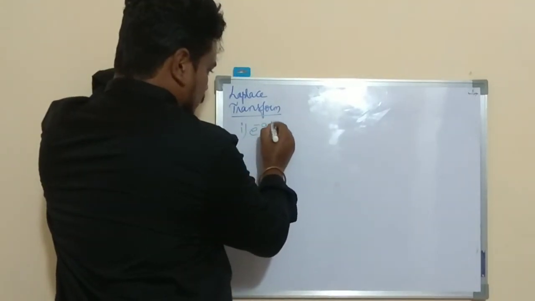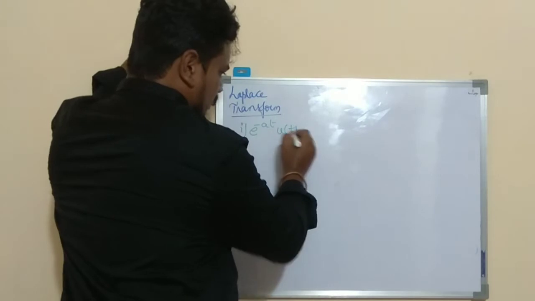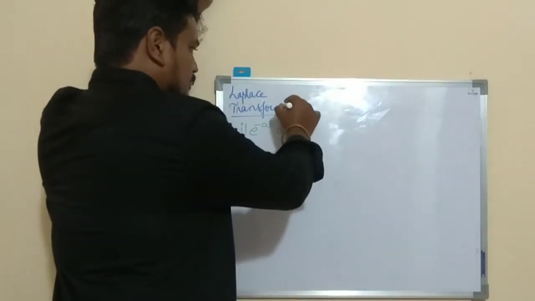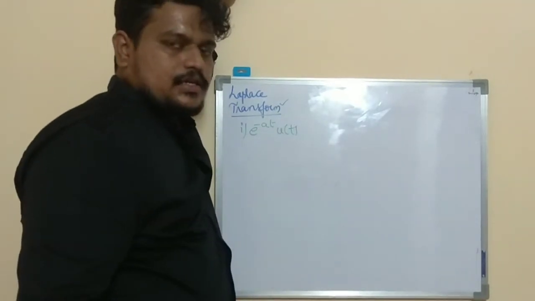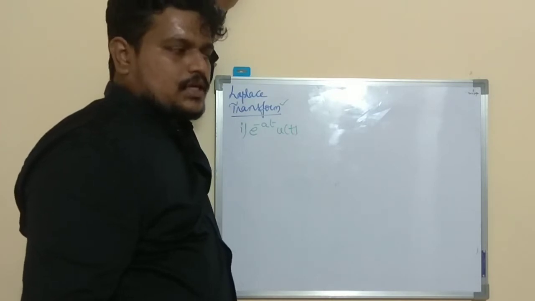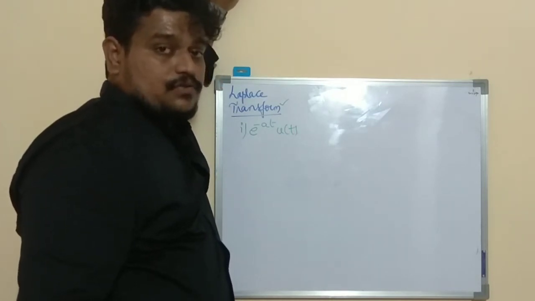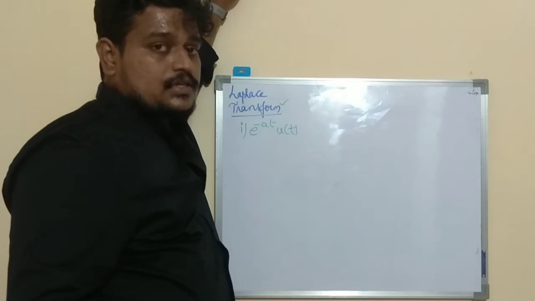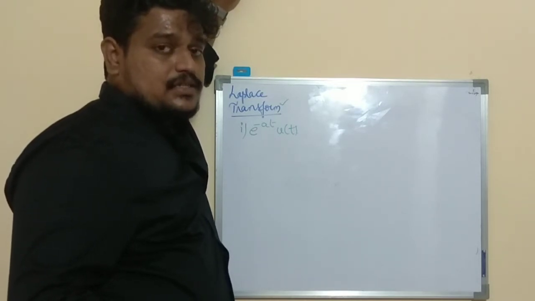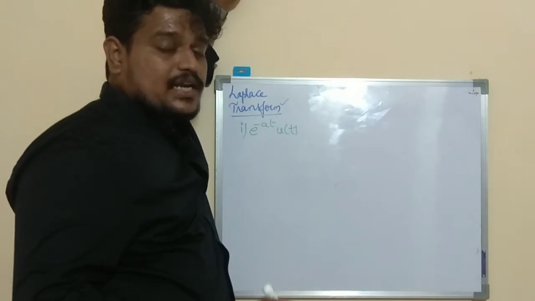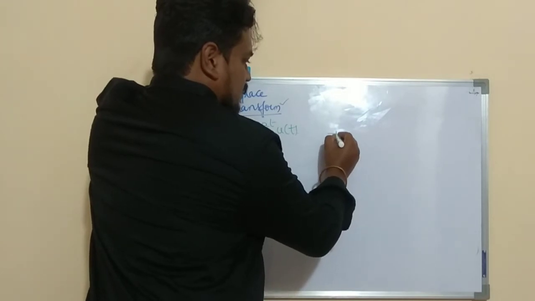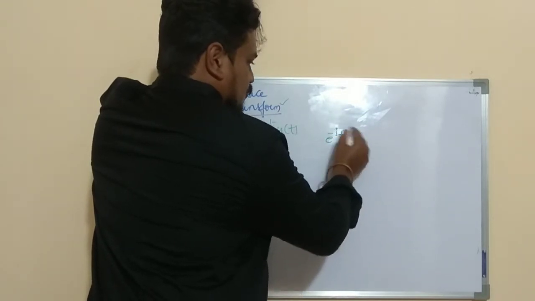e power minus at into u of t. This is the given problem. You are supposed to find the Laplace transform for this. What is the Laplace transform formula? Laplace transform of x of t equals integral from minus infinity to infinity, if it is bilateral, x of t into e power minus j omega t, or else e power minus st. Here you need to understand e power minus j omega t. So this factor is there.